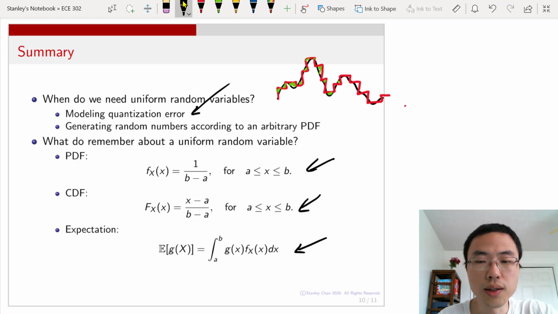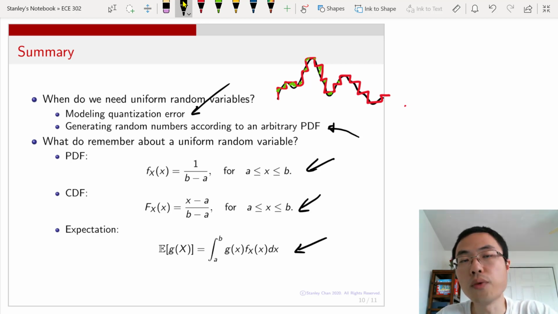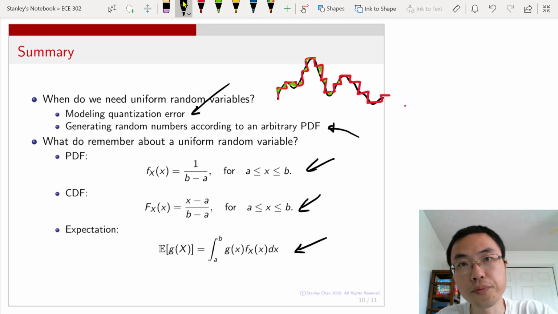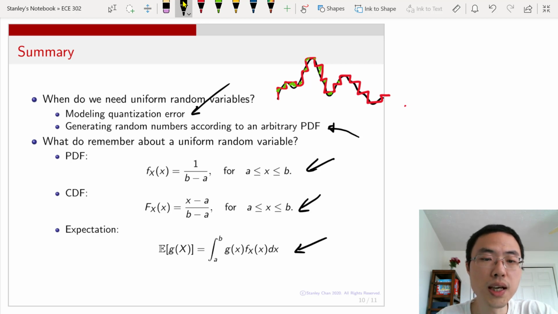Another example where uniform random variables are used would be to generate random numbers according to an arbitrary PDF. This is something that we will learn about in the later part of our course, but the idea is we always start with a uniform random variable, and then we do a transformation, and the transformation will allow us to transfer all these random numbers to an arbitrary PDF. So being able to understand the uniform random variables, knowing their statistics, will be extremely helpful when we go to that part of our course.